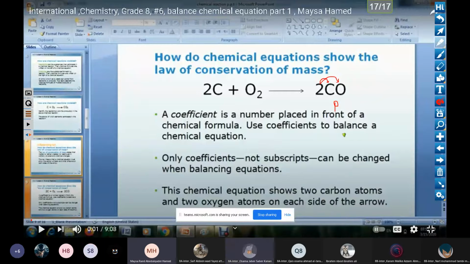No subscript. But actually, when it's 1, we don't write it, right? When it's 1, we don't write it. 2CO means 1 carbon, 1 oxygen, but I have 2 CO, that means 2 carbon, 2 oxygen. That means I multiply this 2 with the number 1 here and the number 1 here.